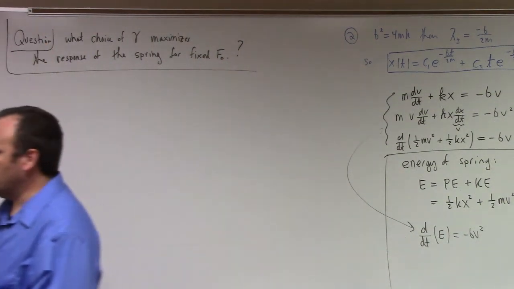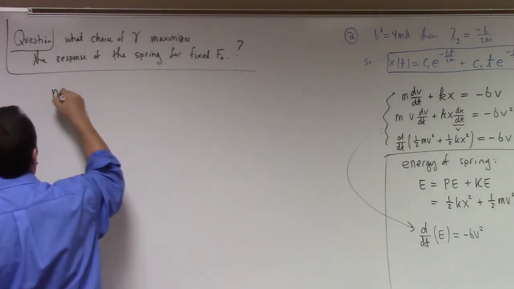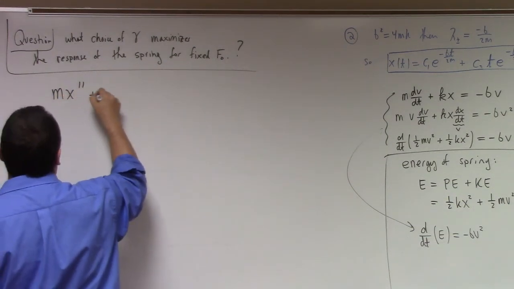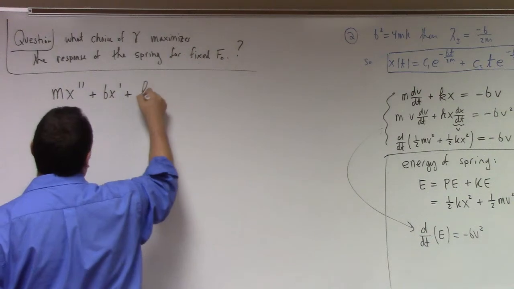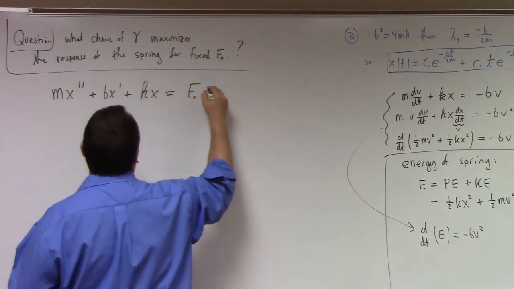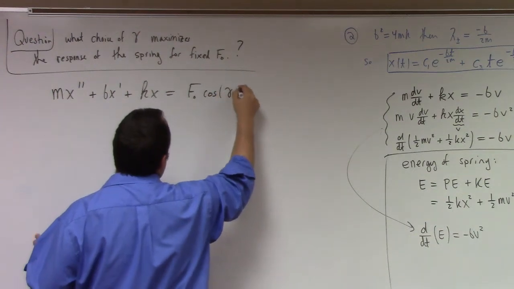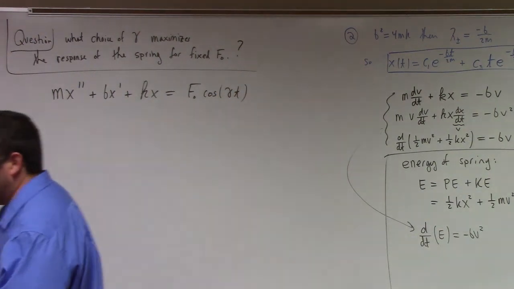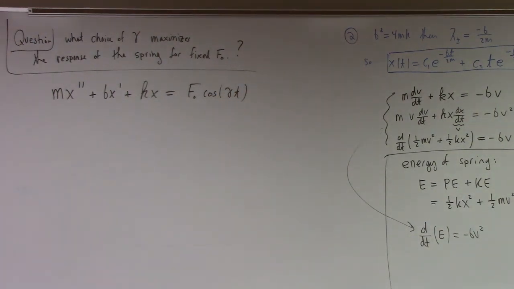So what equation are we facing? Now we're facing the equation mx'' + bx' + kx = F₀ cos(γt). Now, we could solve this directly using undetermined coefficients, but this is one of those places where I like to give you an example of complex calculus and how it simplifies our life.